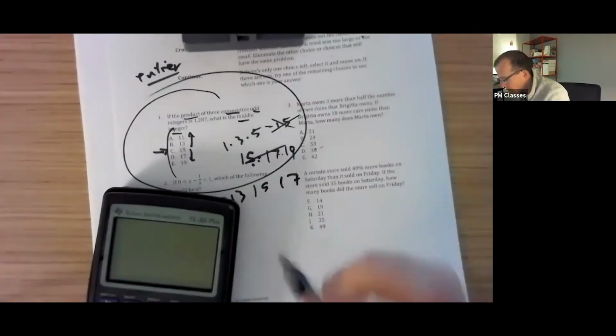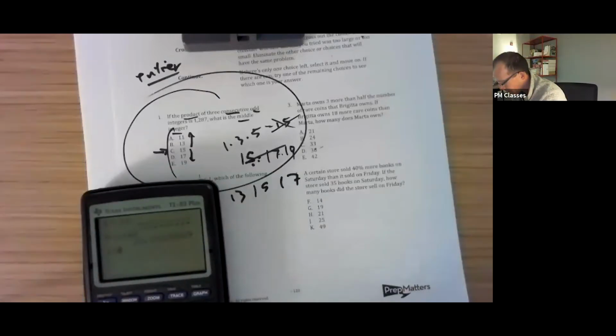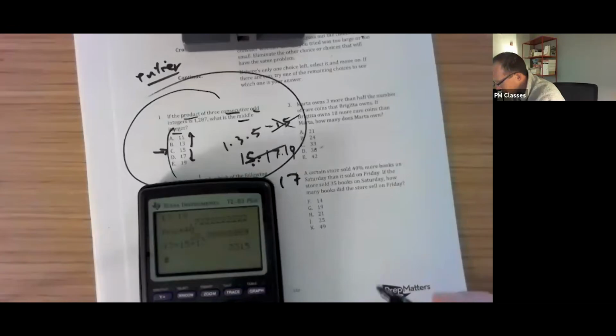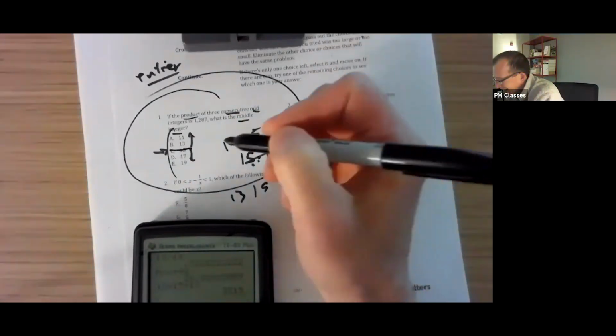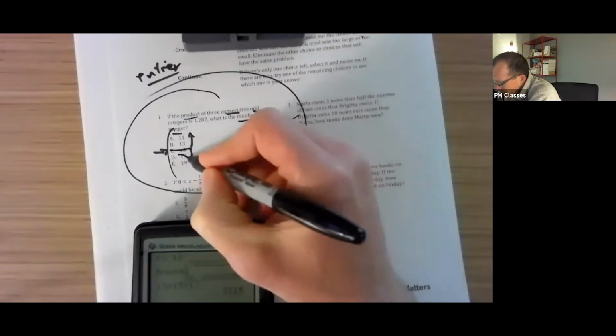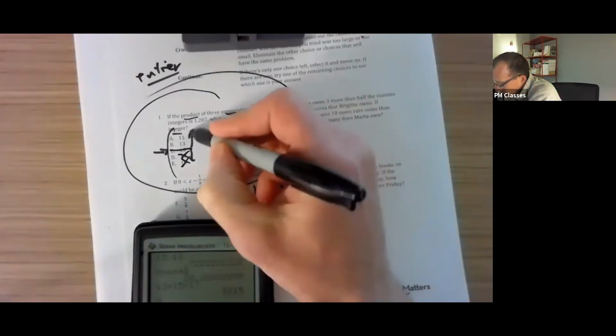So if you have a calculator, I already know that this is not the right answer, but I will go through it for those of you who don't have a calculator. 3,315. Too big. So it is not C. Guess what else it's not? D or E. Let's go up.